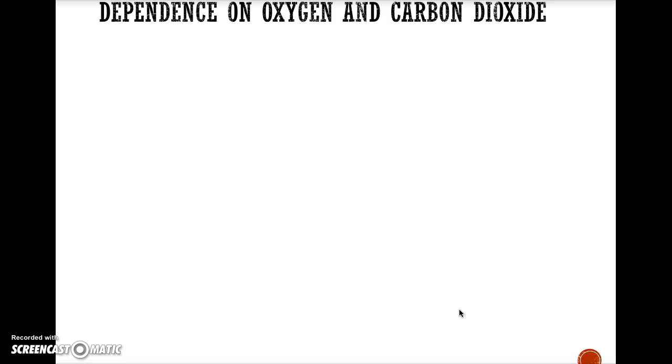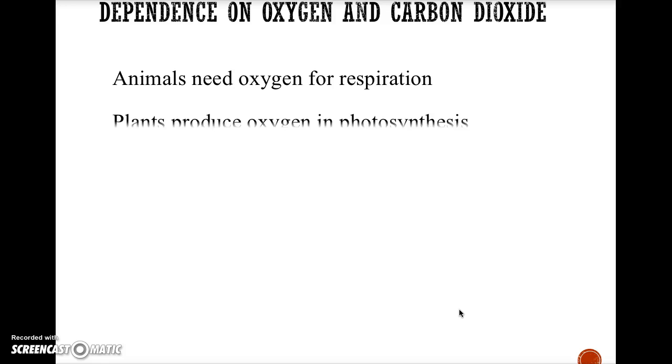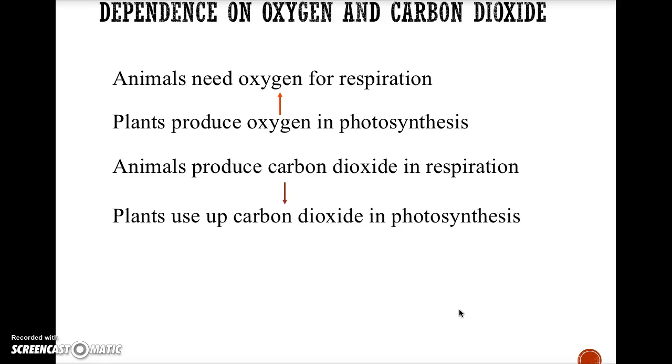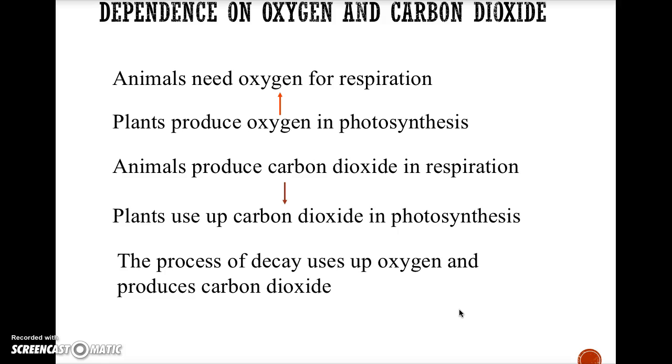Next slide. So, the dependence on oxygen and carbon dioxide. We're still with the ecology idea, but now going into something a little bit different. Obviously animals need oxygen for respiration. That is one of the 7 characteristics of life. Plants produce that oxygen. Animals produce carbon dioxide in respiration. Plants use up the carbon dioxide in photosynthesis, and the process of decay uses up oxygen and produces carbon dioxide. If this is new information to you, you should write it down.